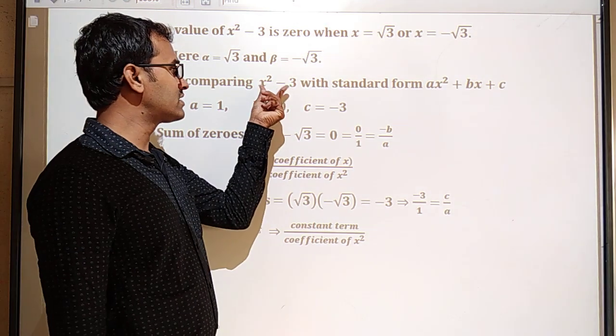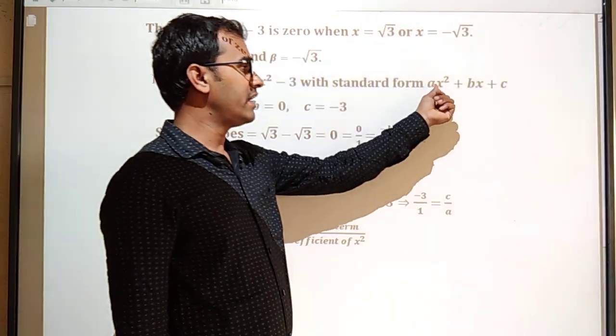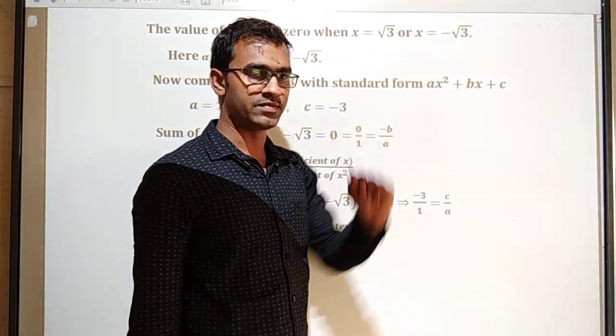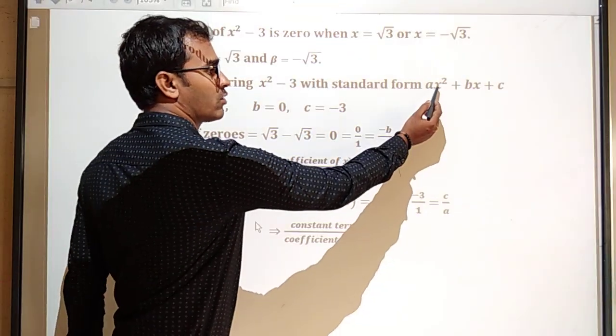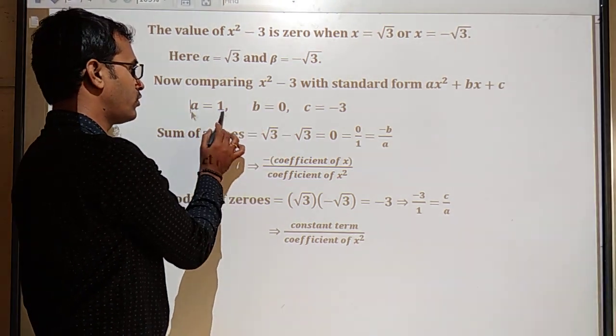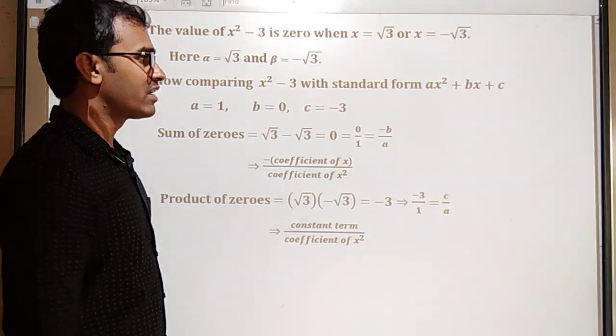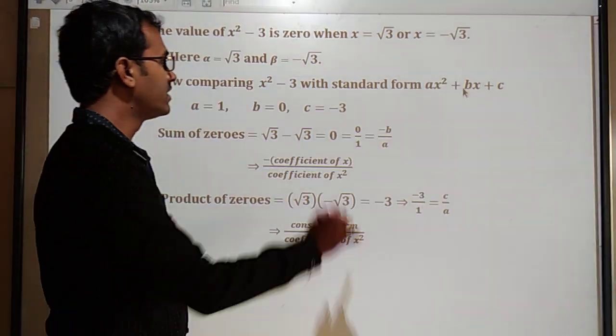The given polynomial is x square minus 3. The standard form of a quadratic polynomial is ax square plus bx plus c. So comparing these two equations, the coefficient of x square is a, and here the coefficient of x square is 1, therefore a equals 1. The coefficient of x is b.